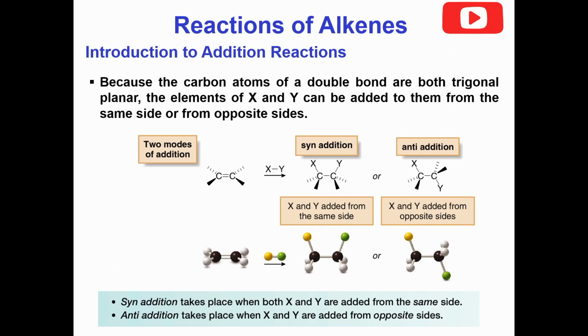In this addition reaction, the reagent is added either in syn addition or anti-addition. When added in syn, you are going to form the cis isomer, and when added in anti, you are going to form the trans isomer. Most importantly, anti is more stable than syn.